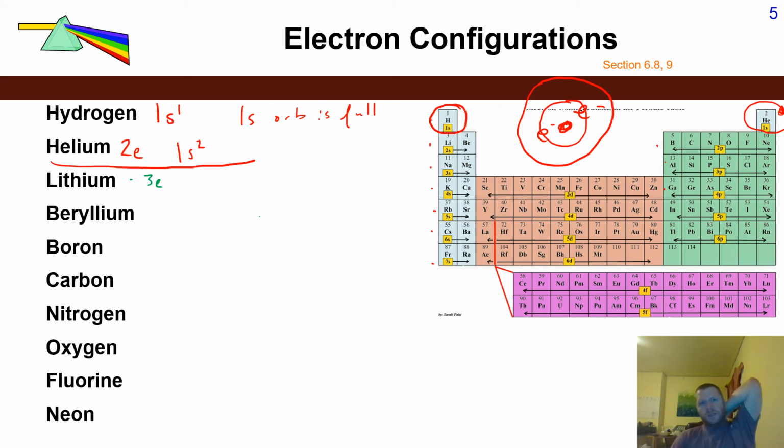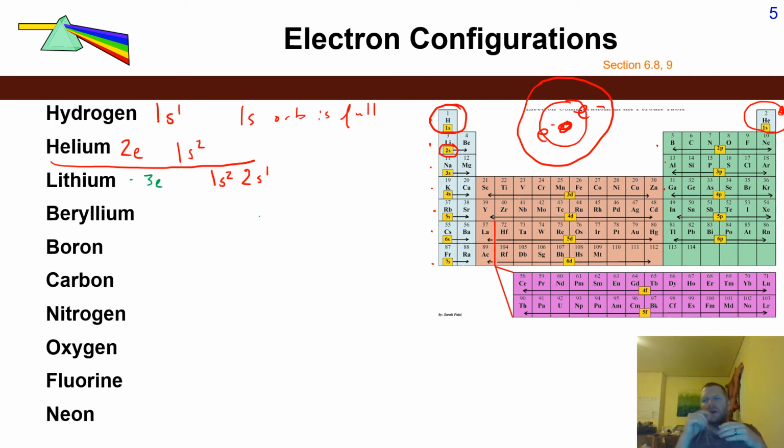So the 3 electrons of lithium, where did the first 2 go? Those first 2 are going to be the exact same as the first and only 2 in helium. So we're going to have a 1s2, and then we're going to place our third electron outside of the 1s orbital, and that's going to be found in the 2s orbital. So 2s1.